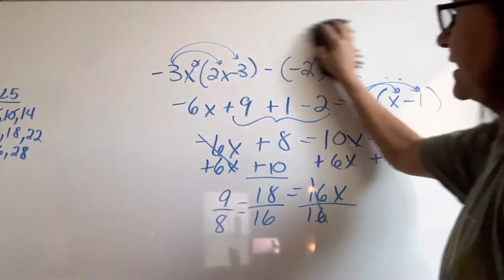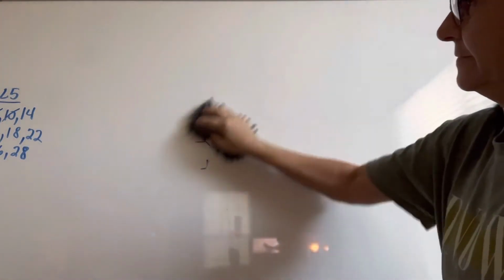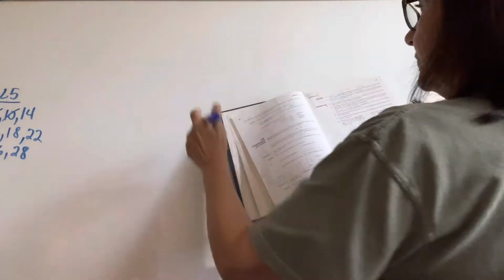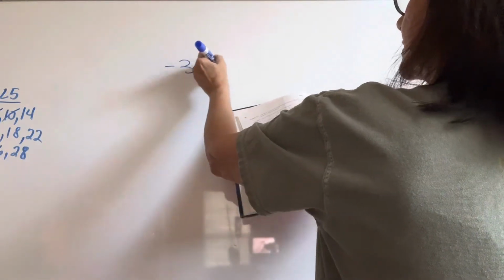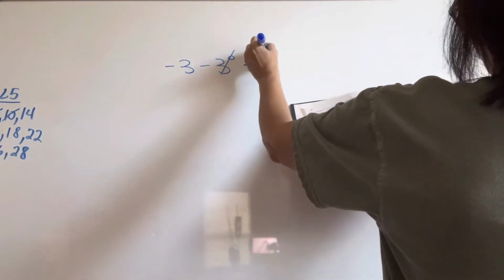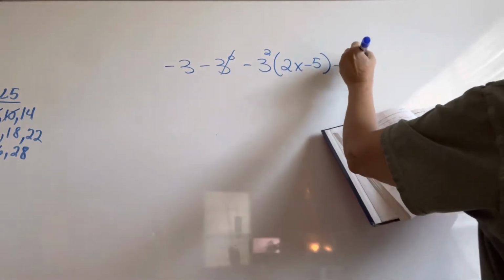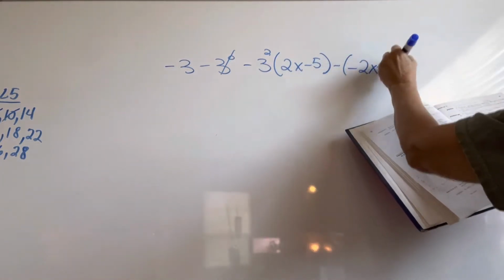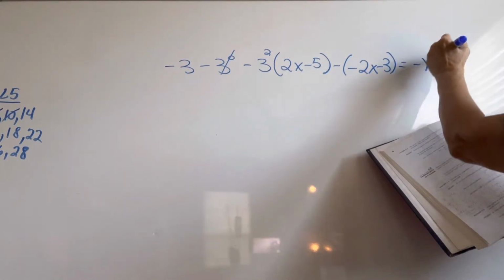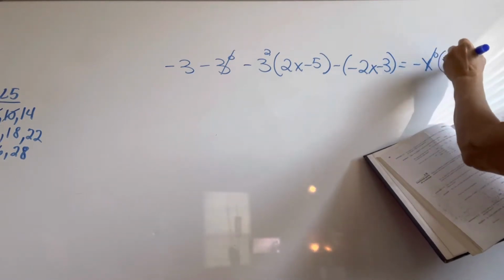Let's move on to number 14. Number 14 is negative 3 minus 3 to the 0 power. That is just going to be 1. Minus 3 squared times 2x minus 5 minus negative 2x minus 3 equals negative x to the 0 power. That x to the 0 is just going to be 1. It's going to be a negative, but the negative stays because it's not in parentheses, times x minus 3.